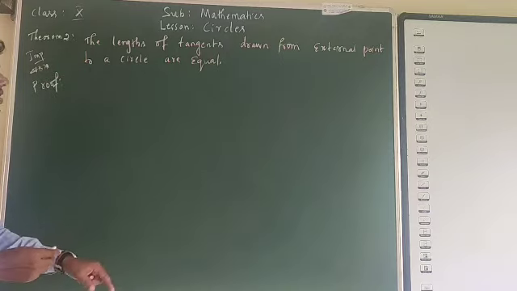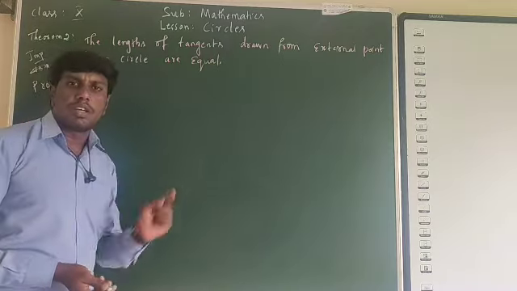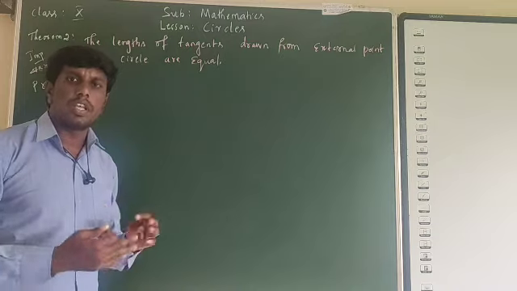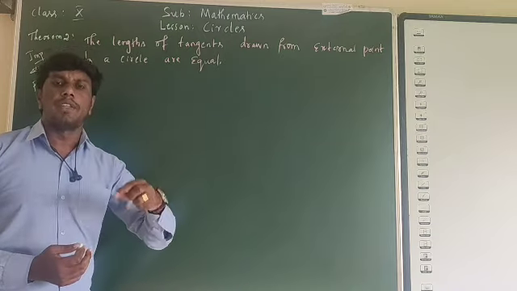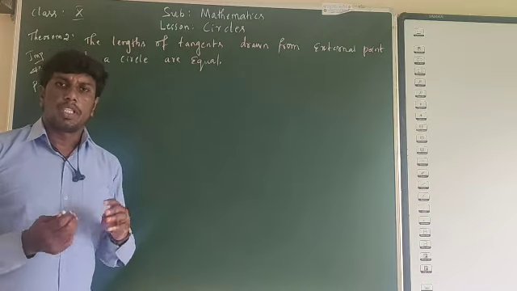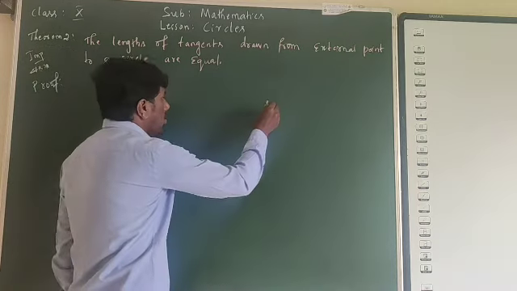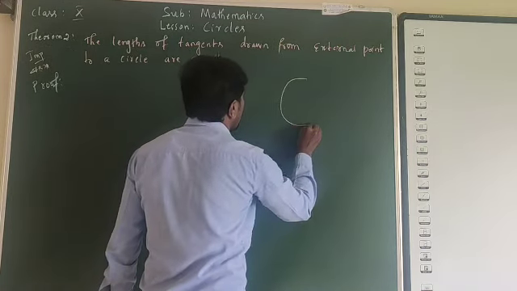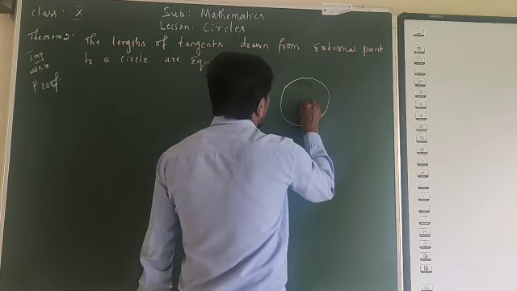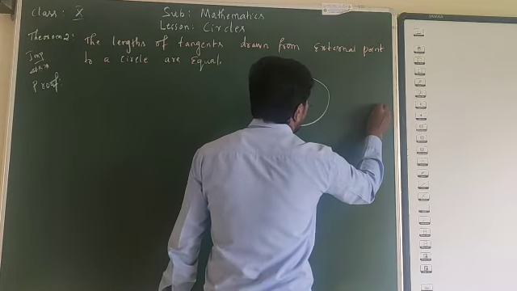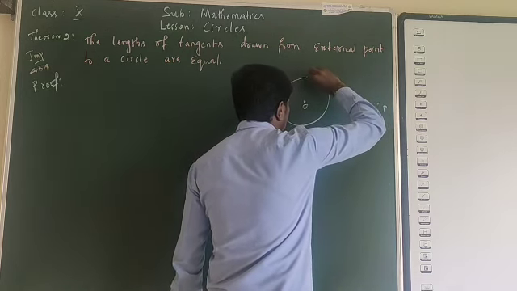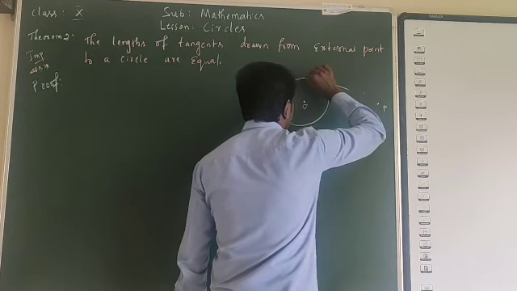The lengths of tangents drawn from the external point. So there will be a circle and there will be an external point. An external point means the point lies outside the circle. How many tangents can I have? A maximum of 2 tangents I can write. So I have a circle with center O. I have the external point, let me call it P. So there will be 2 tangents.